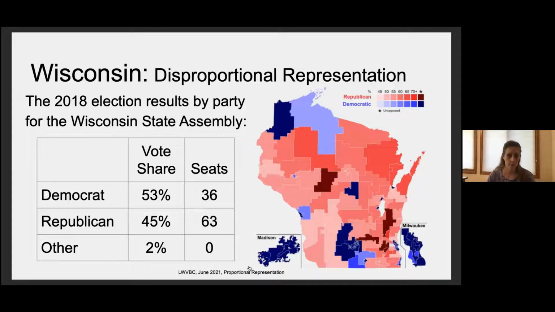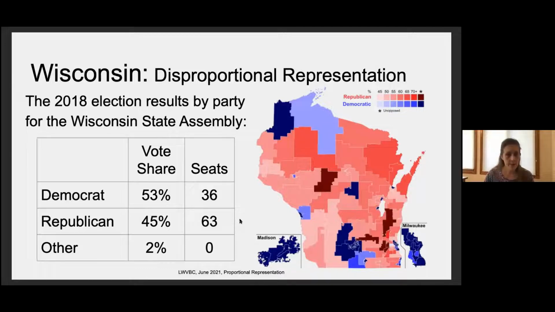This map has been the source of multiple court cases, some of which have gone to the Supreme Court, although mostly no great decisions have been rendered. So here's how the vote went. Statewide, Democrats got 53% of the vote, Republicans got 45%, and then 2% went to other minor parties. But Republicans got almost 2/3 of the seats. There are 99 seats in this body, and Republicans got 63% of them.